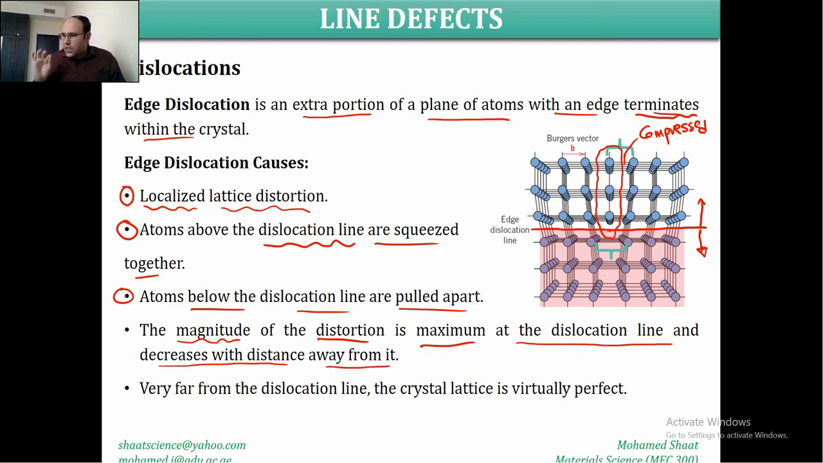So the Burgers vector is a measure used for determining the distortion because of the dislocation inside the crystal structure. The magnitude of this Burgers vector is going to decrease as we go far from the dislocation, and it will be maximum at the dislocation line and decrease with the distance away from it. Very far from the dislocation line or the dislocation region, as we mentioned, the crystal lattice is virtually perfect. There is no defect there unless there is another dislocation that would result in these defects.